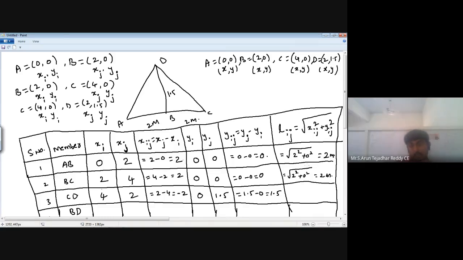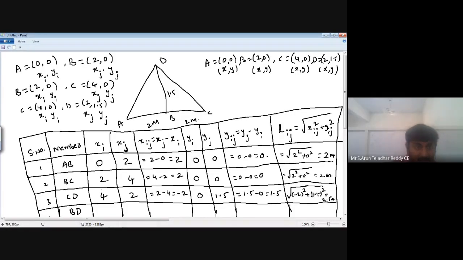Next, formula is root of xij square plus yij square. Xij here is minus 2, square, plus yij is 1.5, 1.5 square. Then what is our value? 2.5 meter. Same remaining process same. You can do it by yourself.